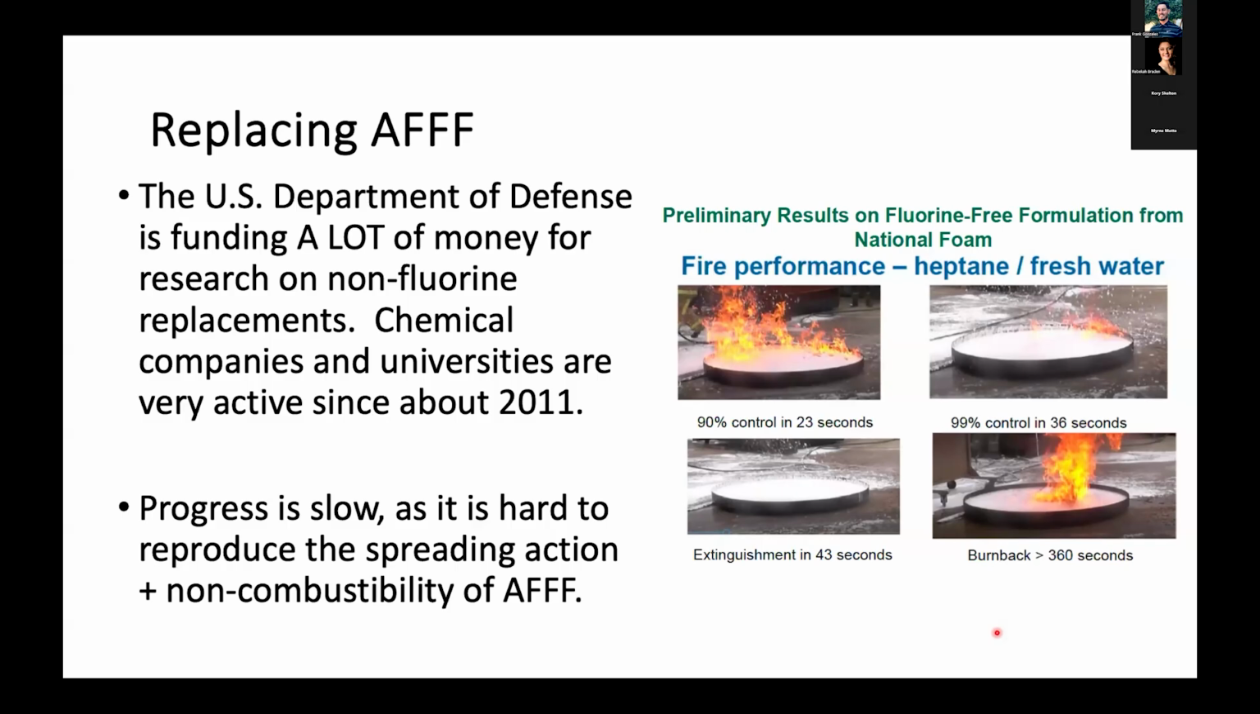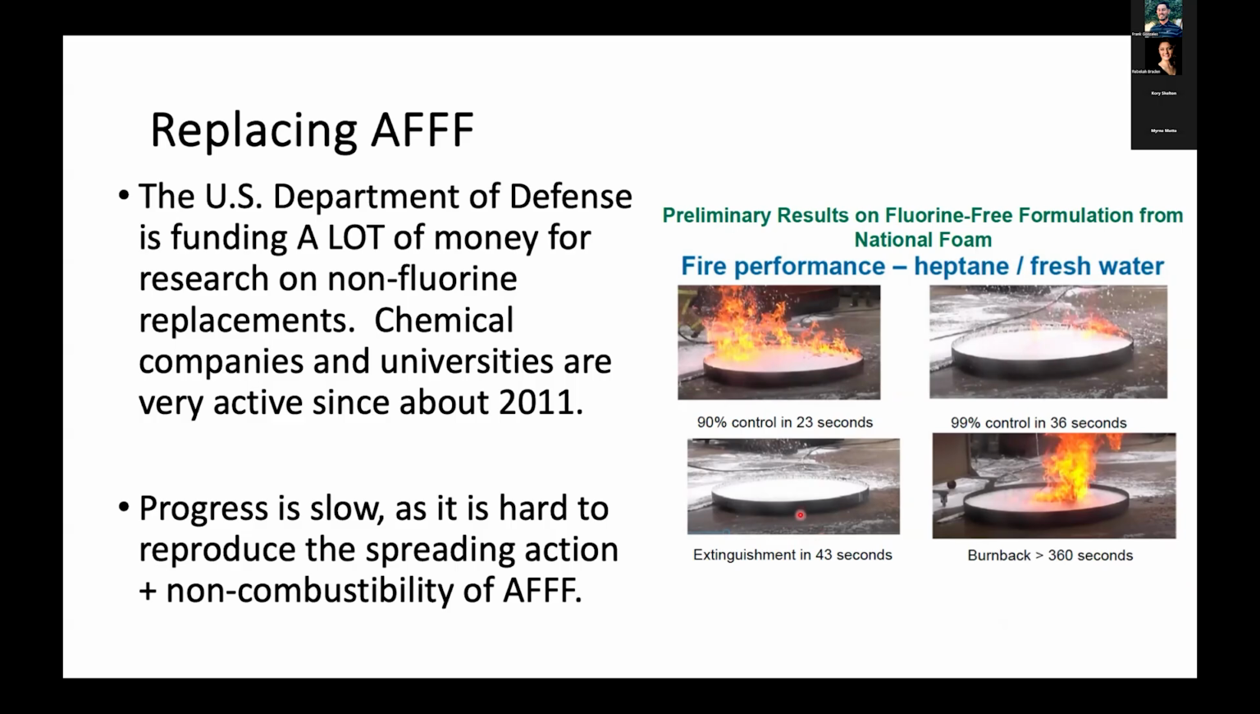And I'm just going to show you one example. This is from a paper that I saw recently where they were using a non-fluorinated firefighting foam. And you can see on the right-hand side here, the fire's going great. I mean, it's really going great, but you begin to get some control at 90 seconds after the foam. You can see the foam on it. And then you get about 99% control, 36 seconds, 43 seconds. It looks like the fire's out.